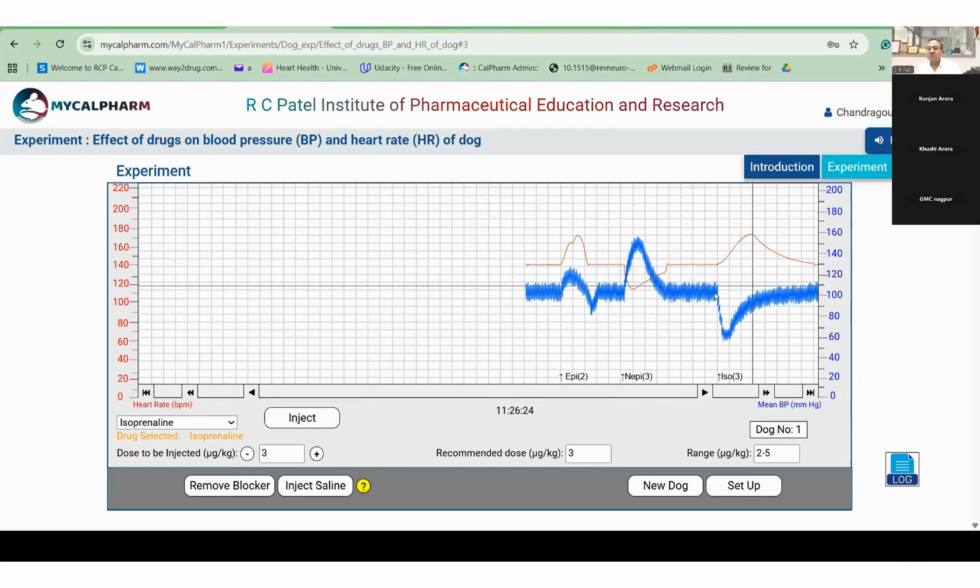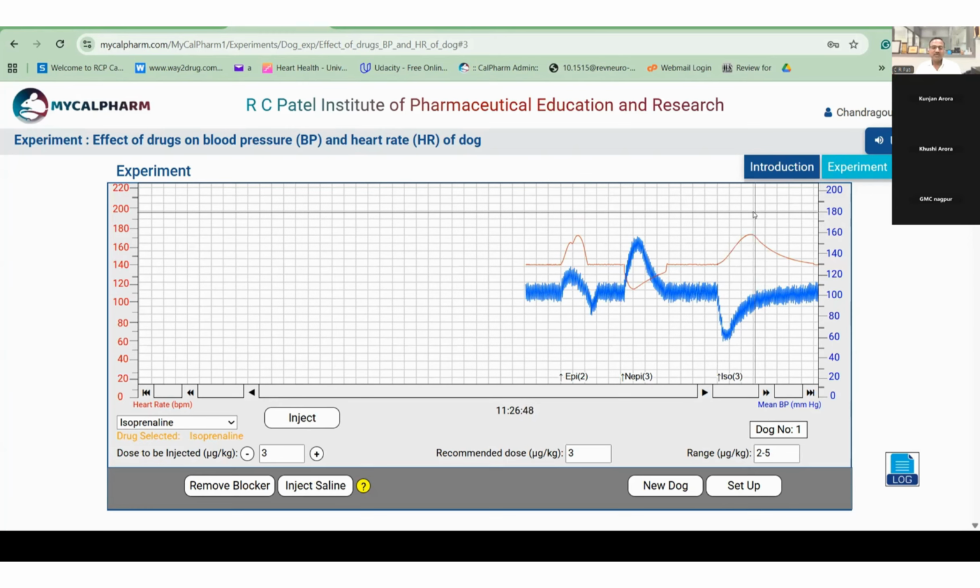When we shift to the third sympathomimetic, there is again a fall in blood pressure. This is because of the beta adrenergic receptor agonistic action of isoprenaline. And as it is affecting the heart also, because beta receptors are present in the heart, in case of isoprenaline we will be finding a fall in blood pressure and a rise in heart rate.